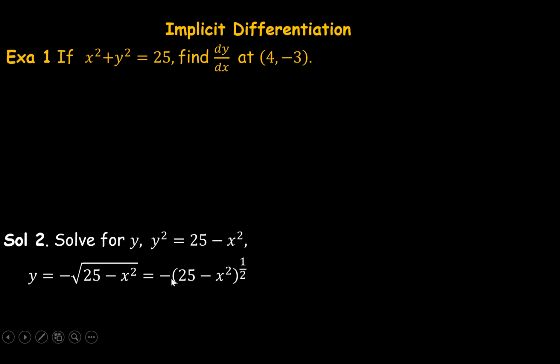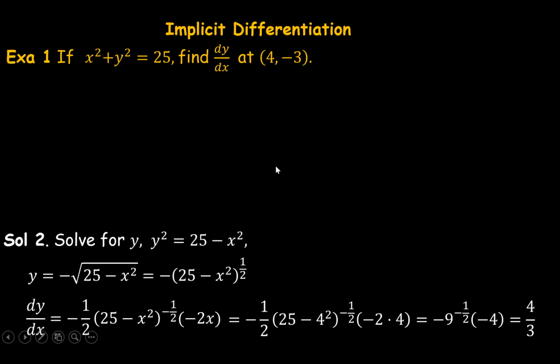Now, we want to find its derivative, so you rewrite this in the form of the 1/2 power of this expression. And then you use the generalized power rule to find the derivative. And then once you have that, you just substitute x equals 4, y equals minus 3 to get the answer, okay? As you can see, it does work, but that is not what we're trying to discuss here. We're going to focus on this new technique, implicit differentiation, all right?